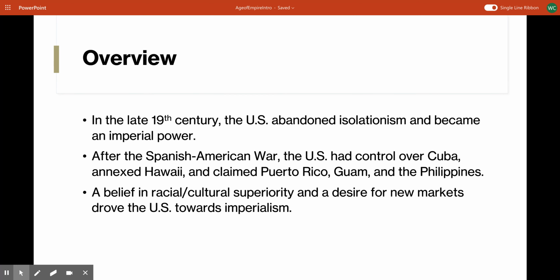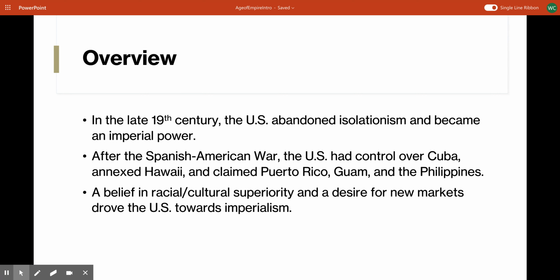And just an overview. So in the late 19th century, the United States actually abandoned its century-long commitment to isolationism and became an imperial power. That's like the first major point. And I'll go more in depth on this, but that's something I want you to leave this lesson with. One of the most important points from this lesson.